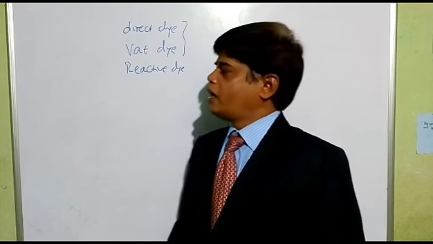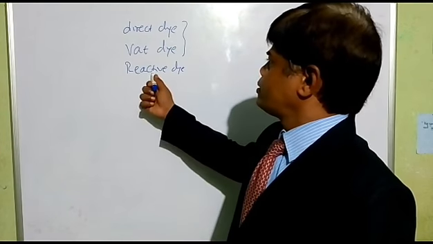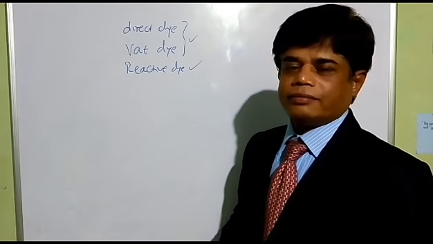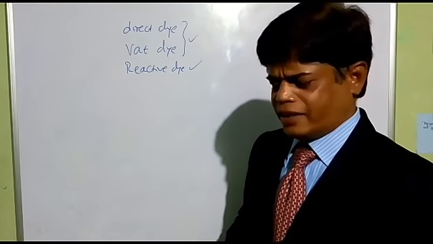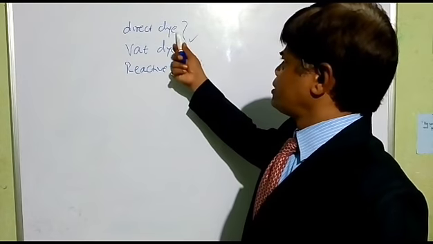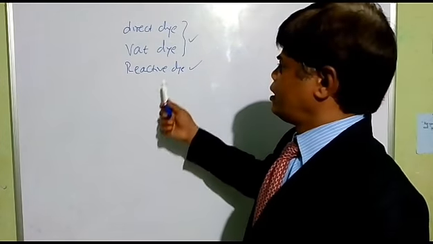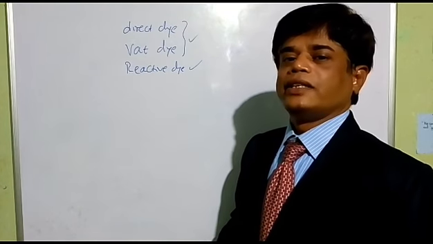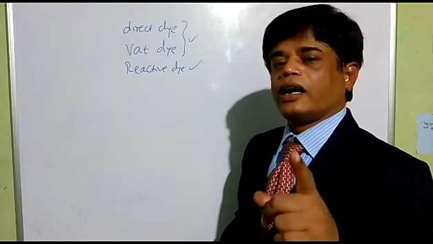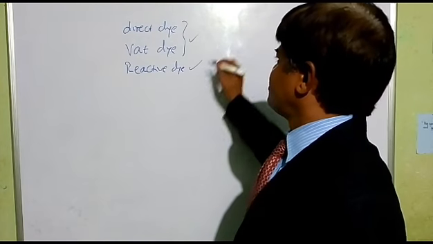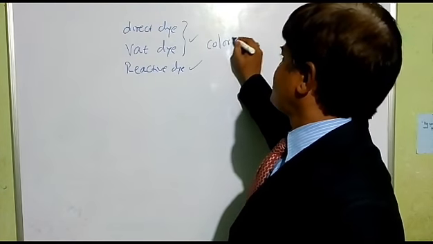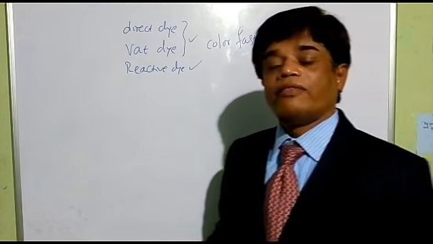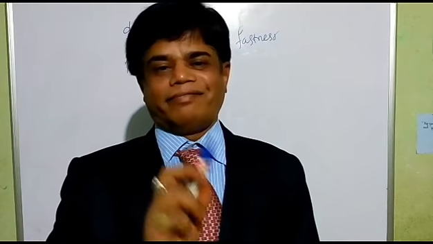Okay, and why is it efficient? Why are these not efficient? What factor is here? This direct dye and vat dye is not efficient, and this reactive is efficient. The point to consider here is the color fastness. What is this? Color fastness of that dye.